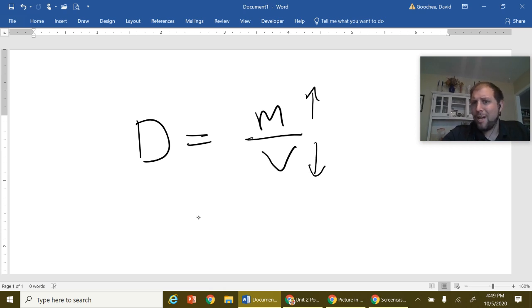Think about that too. The more volume something has, given its mass, the less dense it's going to be. Because if you divide something by a bigger number, your answer is going to be smaller.